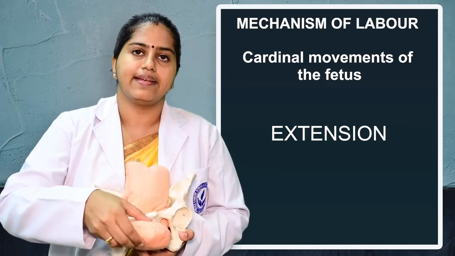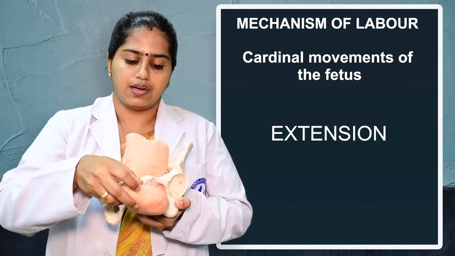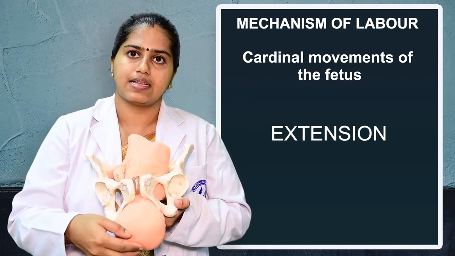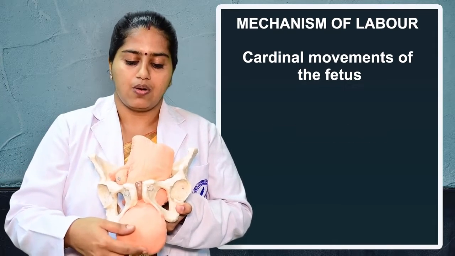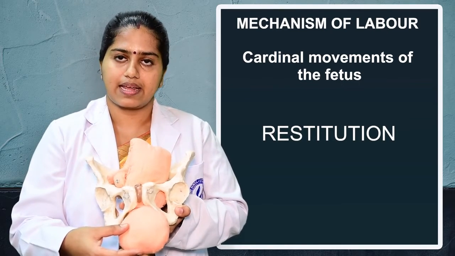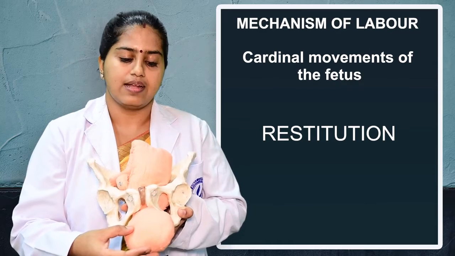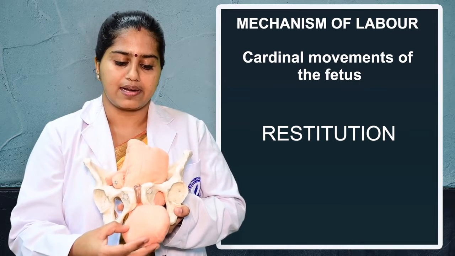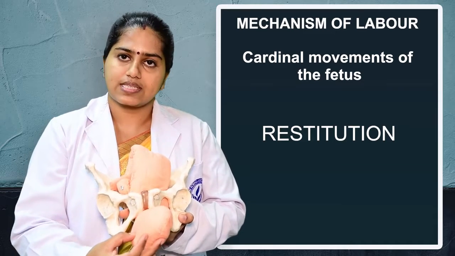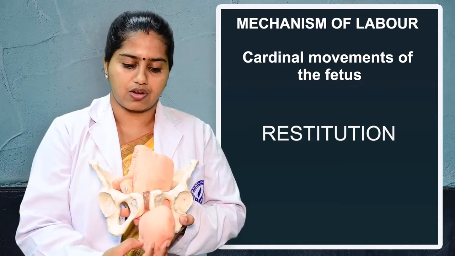So immediately after the head is delivered, the chin will drop down and face the maternal anal opening. Then a slight movement of the head will take place, that is known as the restitution, which occurs opposite to the maternal thigh. This restitution occurs in order to relieve the twist that is formed during the internal rotation of the head.